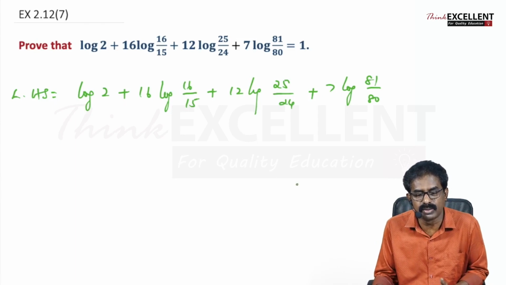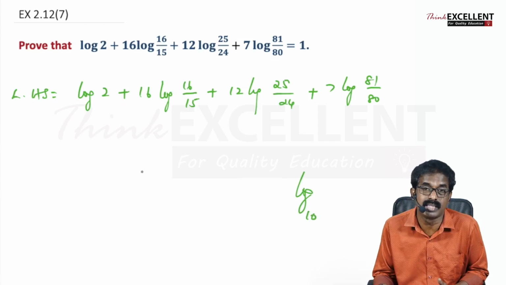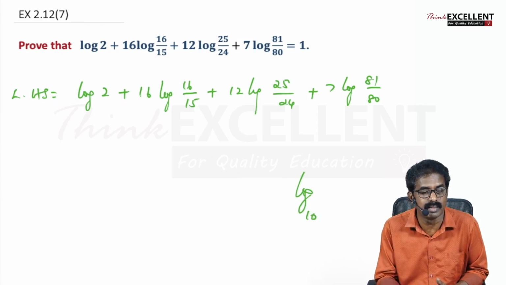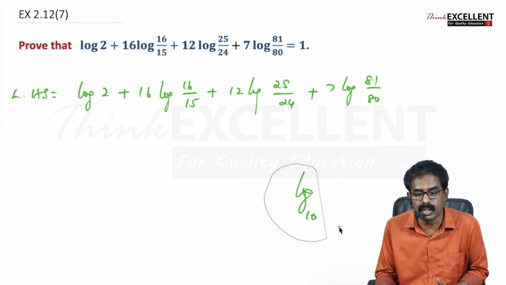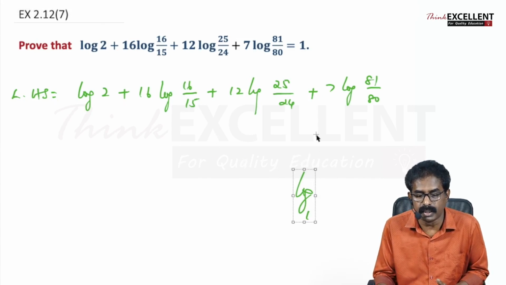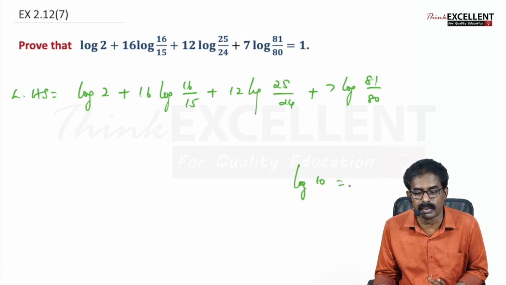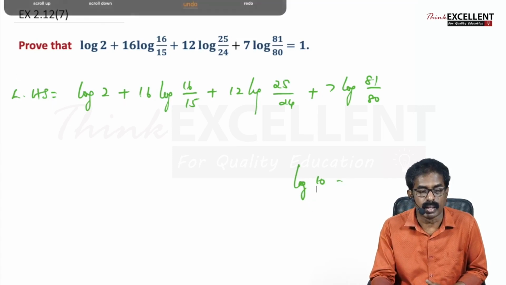So here there are numbers, no? So for the common logarithm, if the base is not given, you take the base as what? 10. It is understood. So what answer will you be getting? You will be getting log 10 to the base 10. Log 10, if you get log 10, the answer is 1, because the base is also 10 only. Log 10 to the base 10 will be 1.